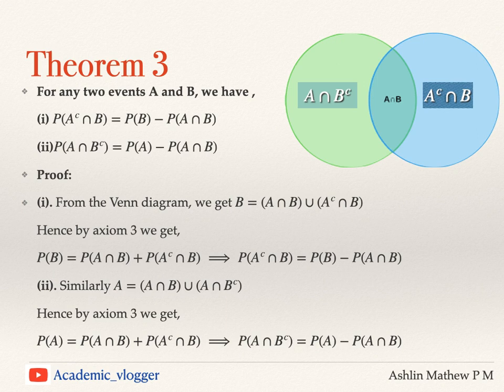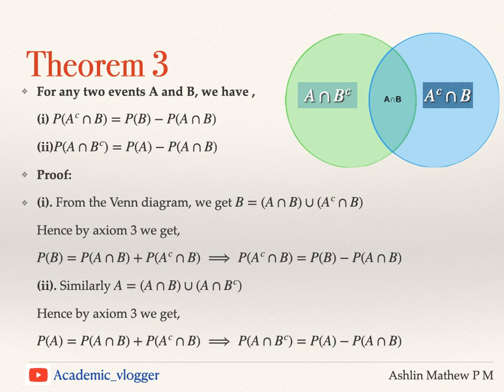So this is the third theorem. Here we have two events A and B, and those are not disjoint events. They have some common points too. In the Venn diagram, the green circle is A, the blue one is B, and their intersection is A intersection B. So the theorem is as follows.